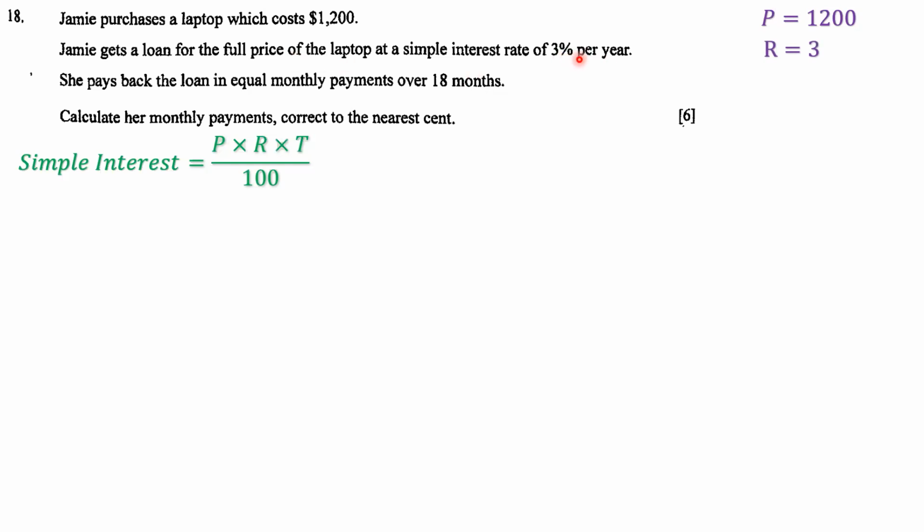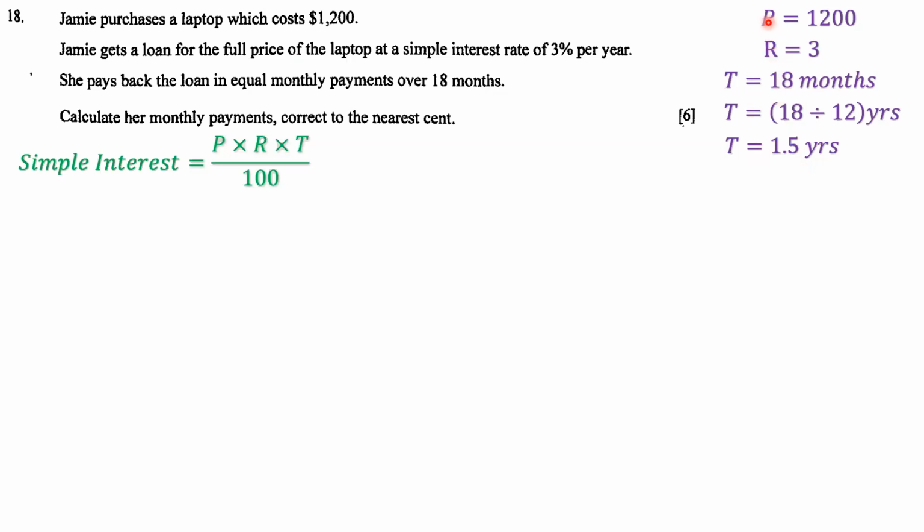So that's R. And the time is 18 months, but we always do time in years. So we're going to divide 18 by 12 because there are 12 months in a year. So we get 18 divided by 12, which is going to be 1.5 years, because 18 is 12 plus 6. 12 months is a year. 6 months is half of a year. So 1 year plus 0.5 of a year, add them together, we get 1.5 years. And so we have everything we need.